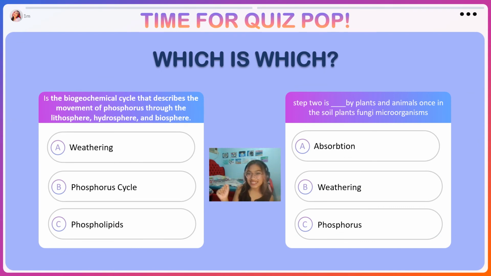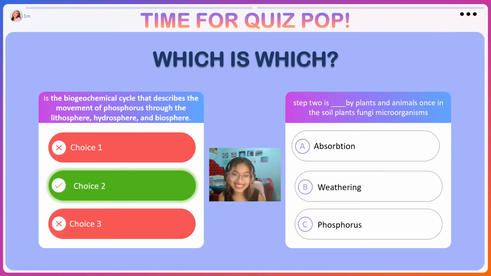Time for a quiz. So which is which? It is the biological cycle that describes the movement of phosphorus through the lithosphere, hydrosphere, and biosphere. A. Weathering? B. Phosphorus cycle? Or C. Phospholipid cycle? Okay, let's see. It's the phosphorus cycle.